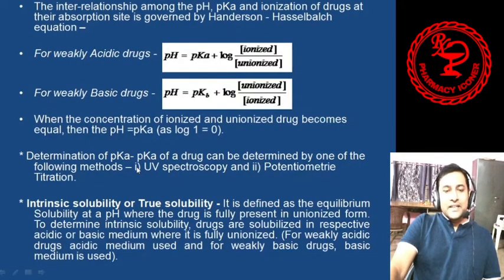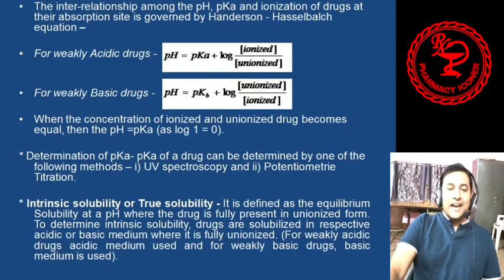Next is determination of pKa. The pKa of a drug can be determined by one of the following methods. Number 1 is ultraviolet visible spectroscopy, and number 2 potentiometric titration. Next is intrinsic solubility or true solubility. It is defined as the equilibrium solubility at a pH where the drug is fully present in unionized form.